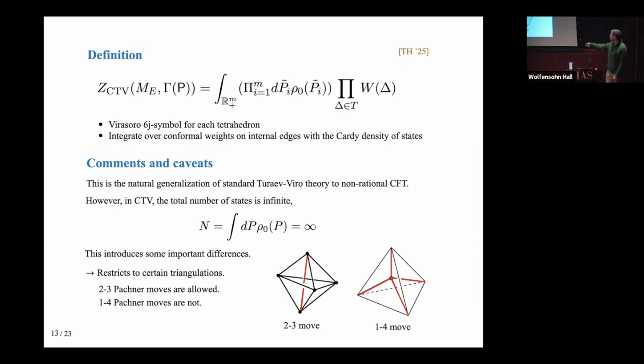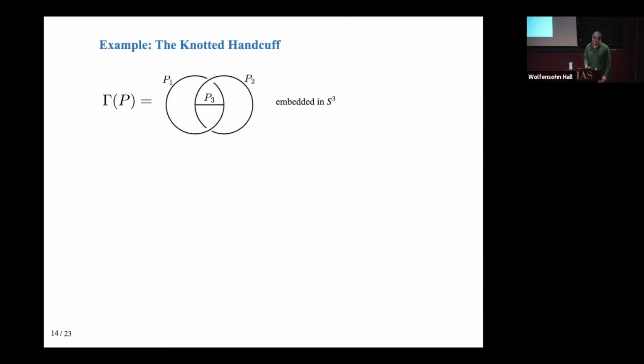In this theory, the 2-3 moves are allowed, which just add an edge, but the 1-4 Pachner moves are not. So you're not allowed to add internal vertices like this to your triangulation. If you do, then you get infinity. So trying to add internal vertices gives you divergences. So let's work out an example.